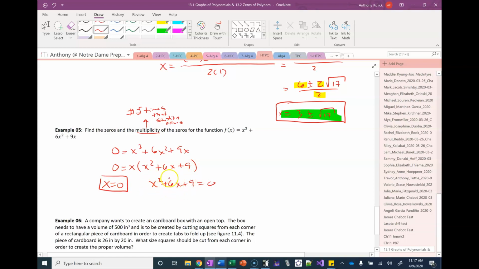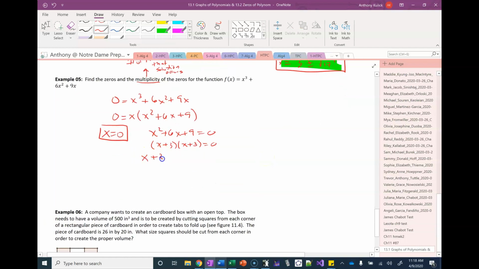And now I'm left with x squared plus 6x plus 9. So I'm going to try to factor this. Since the leading coefficient is 1, it should be easy if it's possible. Two things that multiply to give me 9 and add to give me 6 are 3 and 3. So I know that factors down to x plus 3 times x plus 3.